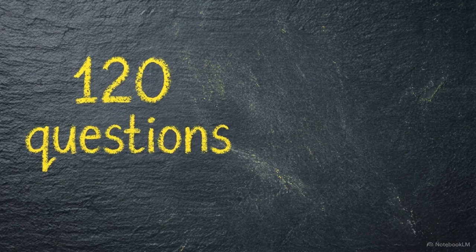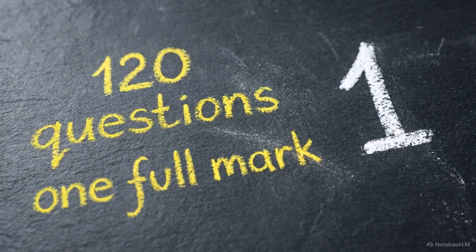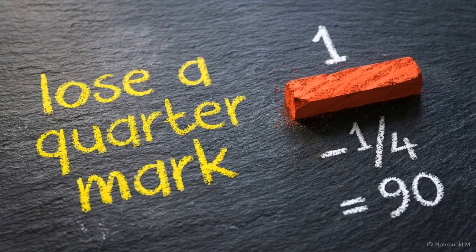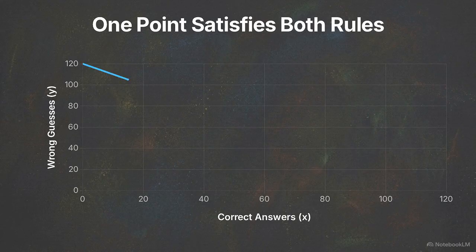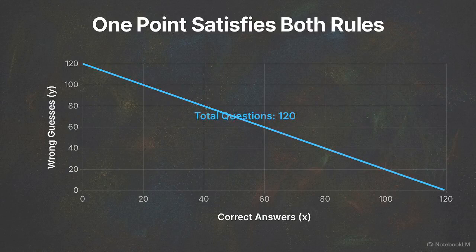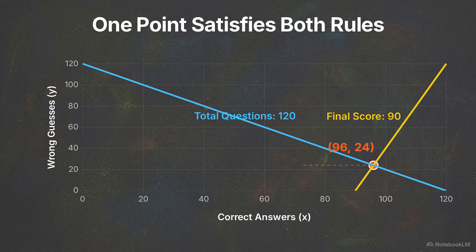Consider this scenario. A student answers 120 questions. They earn 1 full mark for every correct answer, but lose a quarter mark for every wrong one. Their final result is a 90. This chart shows how paired linear equations function. By plotting the constraints of this test as two intersecting lines, we find a single point where both rules are satisfied simultaneously, pinpointing the exact number of guesses made.